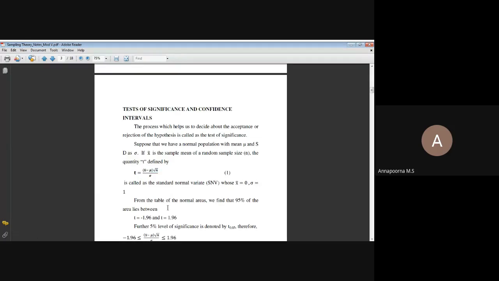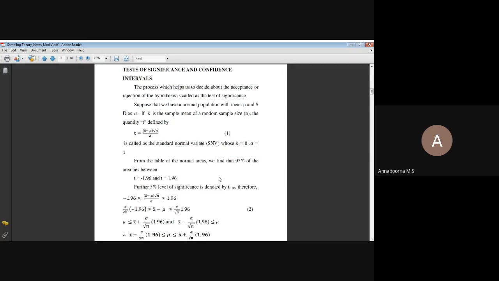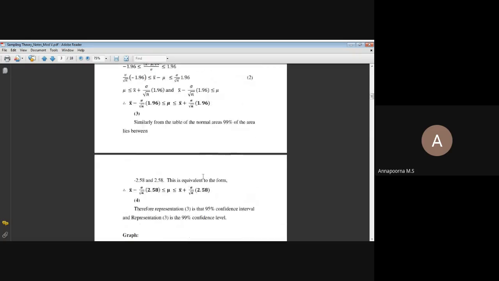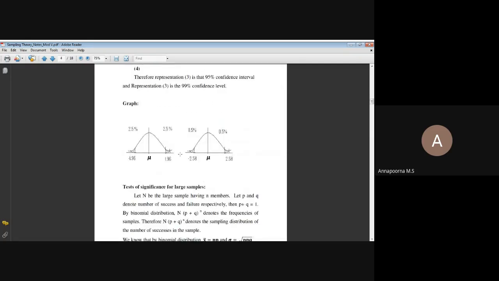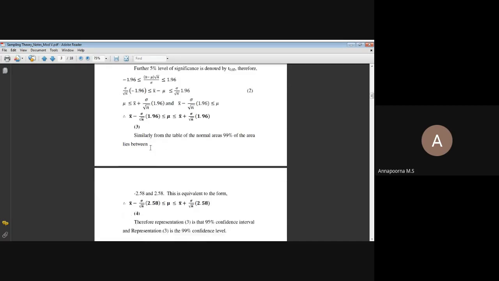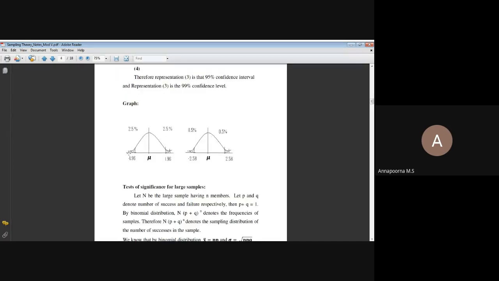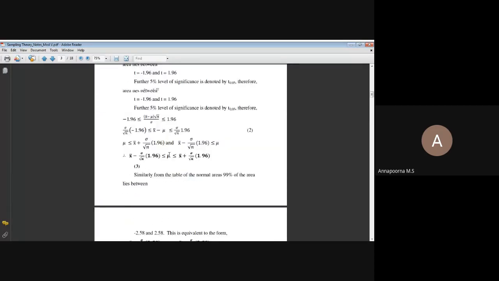If you consider a normal distribution table, you can find it on Google. If you want, you can see it. If you see that normal distribution table, 95% of the area lies between minus 1.96 to 1.96. Therefore, 95% of the area lies between minus 1.96 to 1.96.